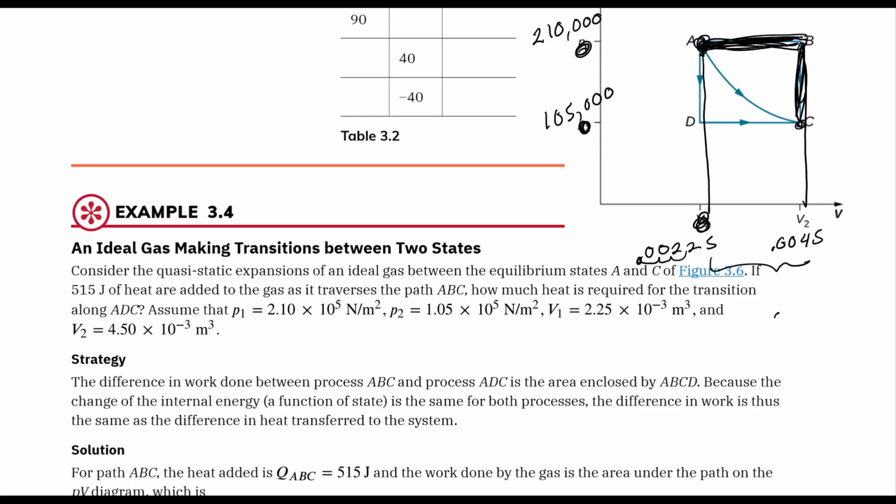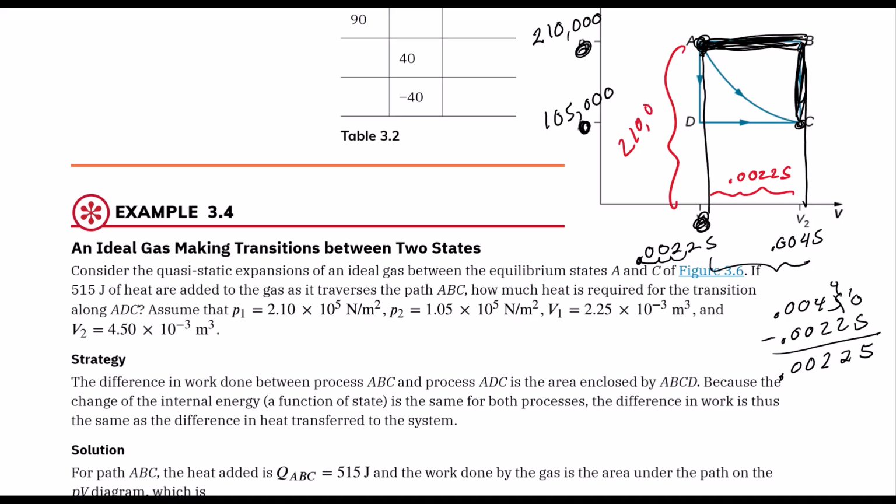What is this distance here? 0.0045 minus 0.00225. I think I'm doing this wrong. Okay, so the width of this is 0.00225, and the height of this is 210,000. So I just need to multiply that together to find the area under this curve.